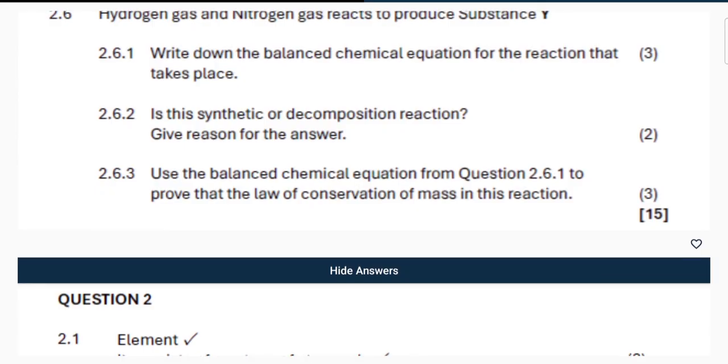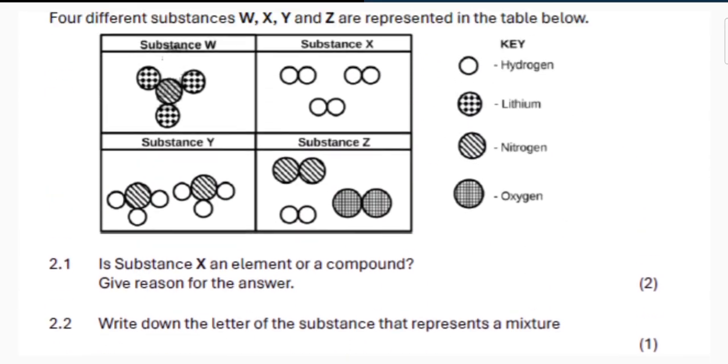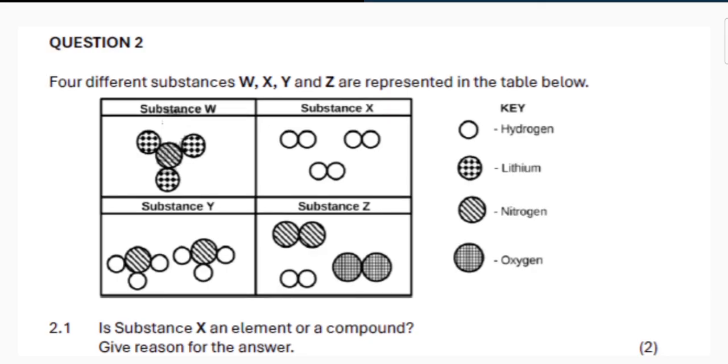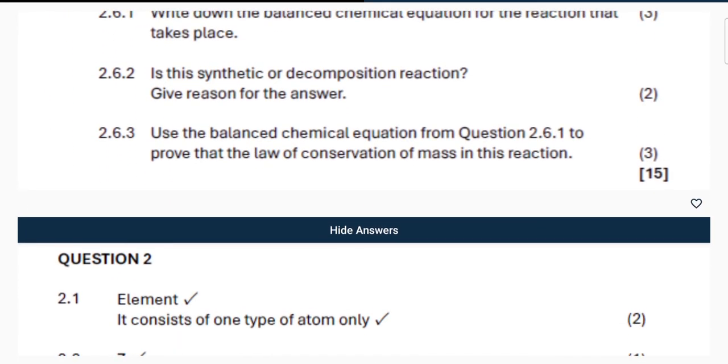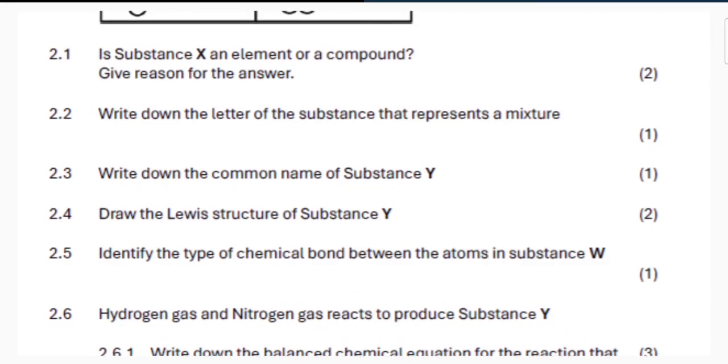So 2.1 is an element. Looking at substance X, it's nitrogen, so this is an element. Now define an element: it consists of one kind of atom. So that will be 2.1. The reason: it consists of one type of atom only, so that's an element. Then what about 2.2?